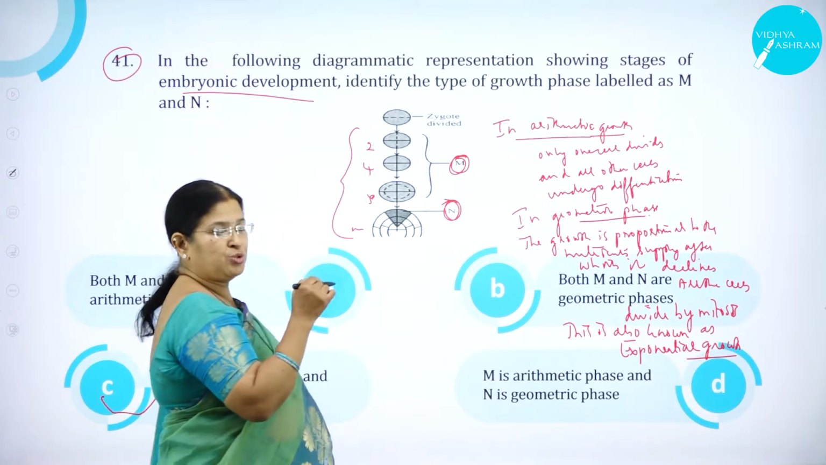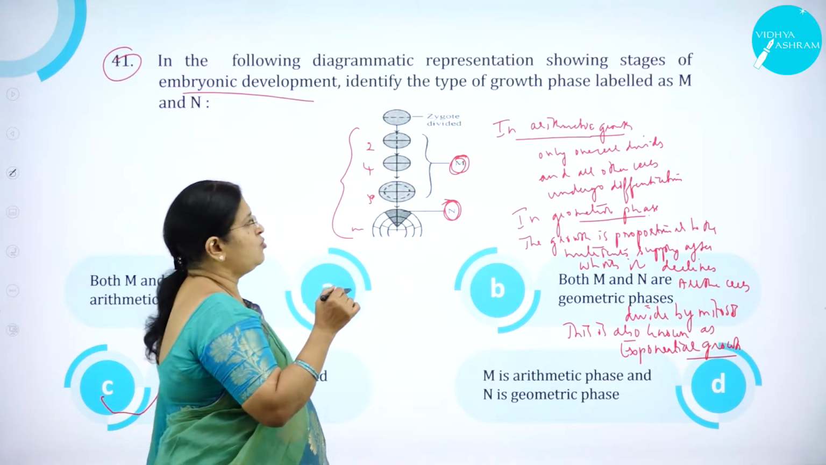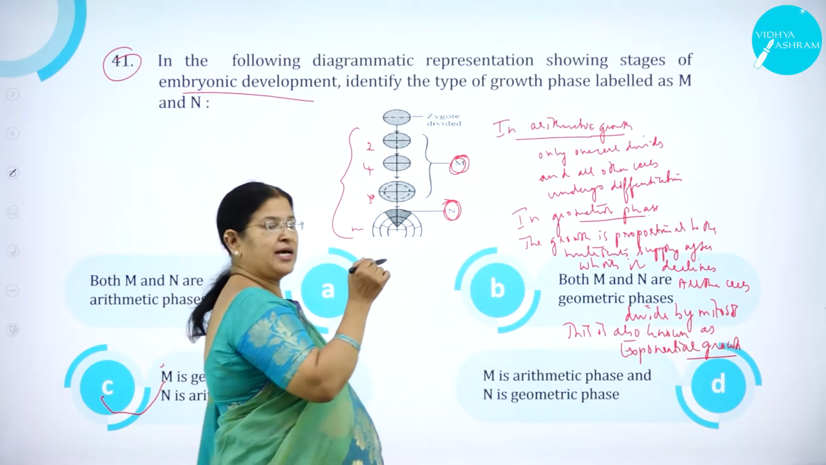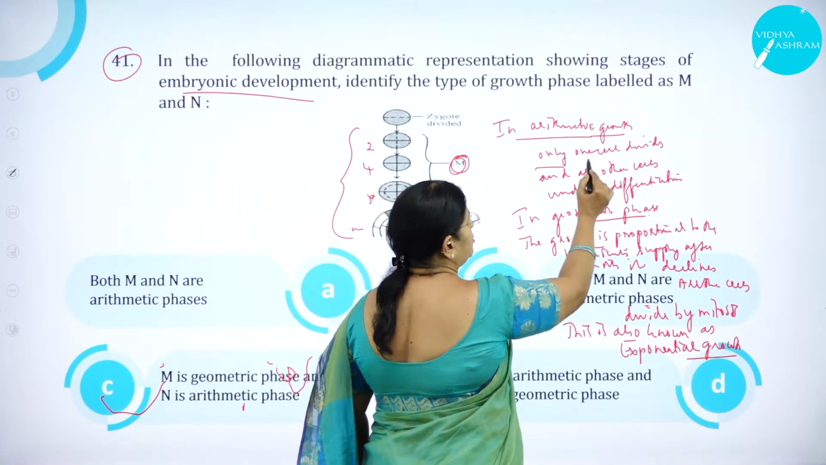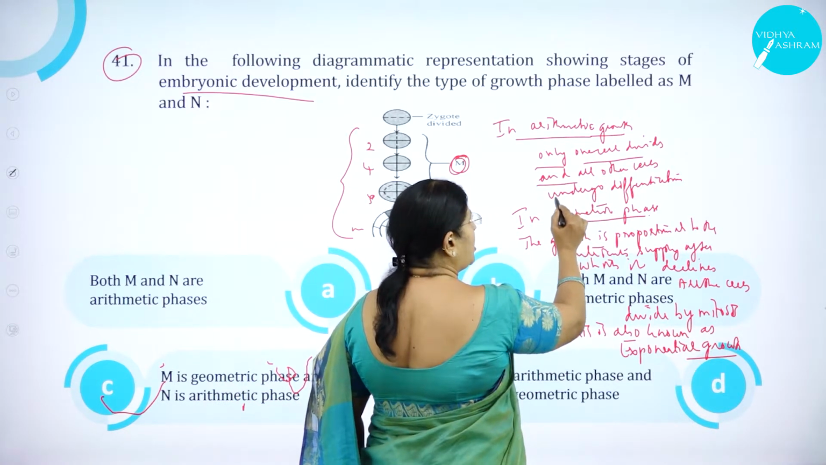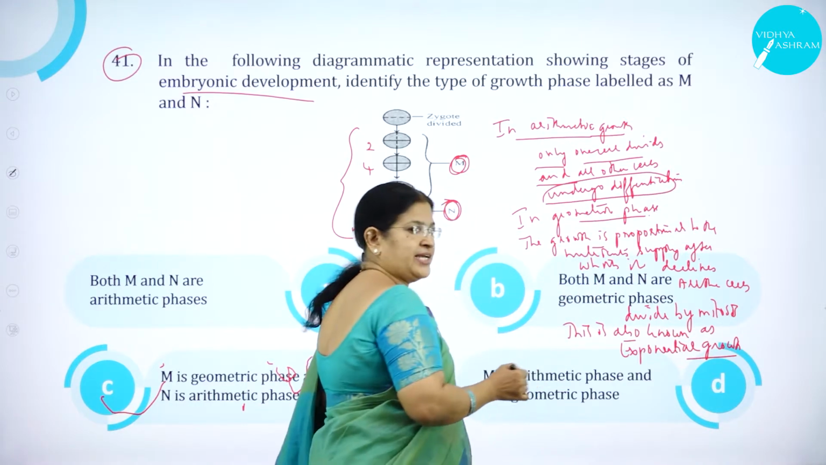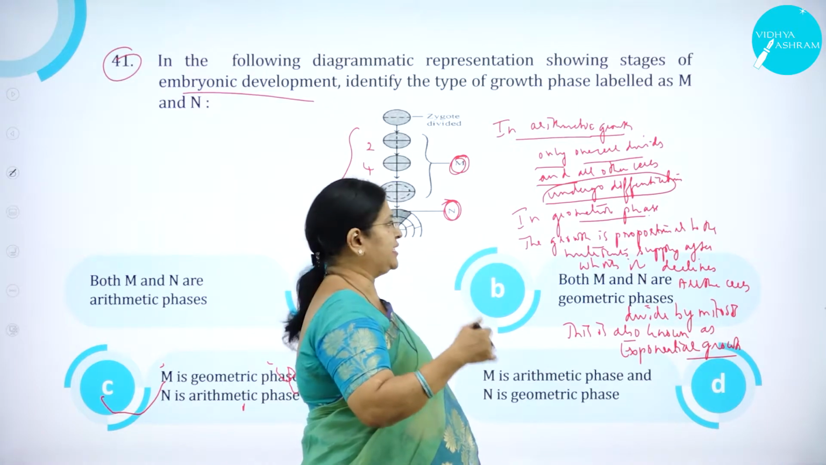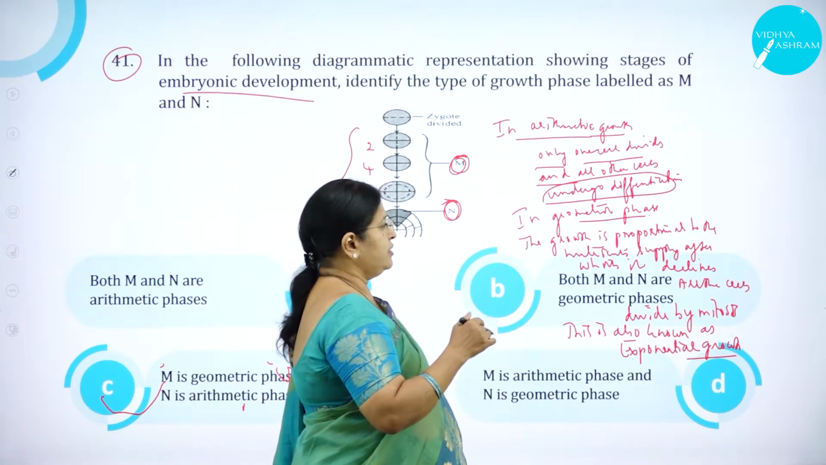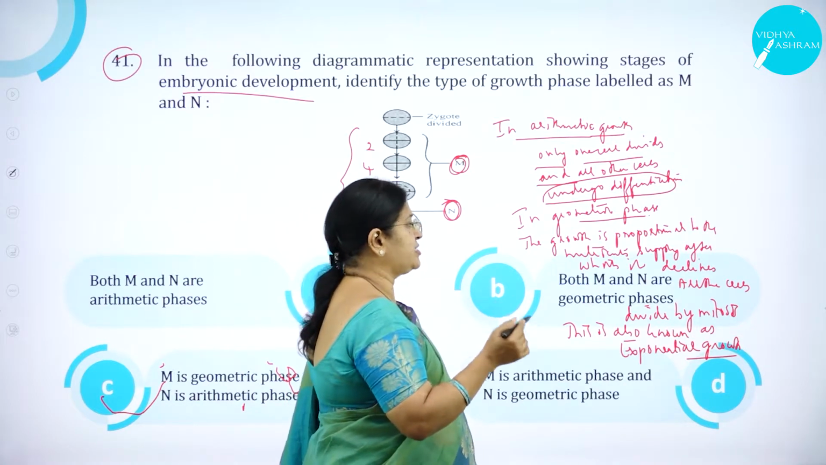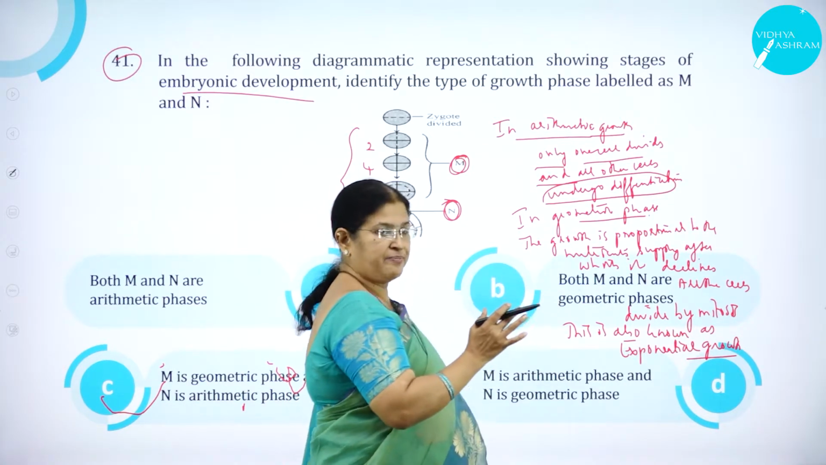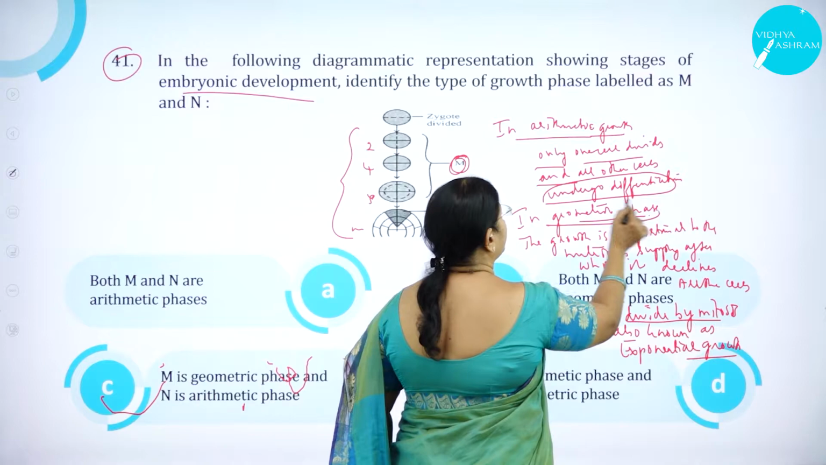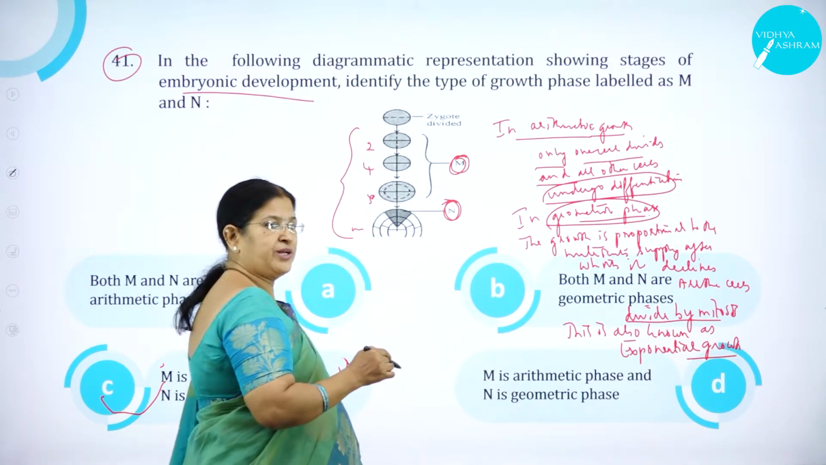So here there are two types of growth phase. One is called the arithmetic growth, the other one is called the geometric growth. So what is arithmetic growth? In arithmetic growth, only one cell divides and all the other cells undergo differentiation. What do you mean by differentiation? Cells group into tissues, tissues into organs, like that. In geometric phase, the growth is proportional to the nutrient supply, after which it declines. And all the cells divide by mitosis. And this geometric phase is also called as exponential growth.